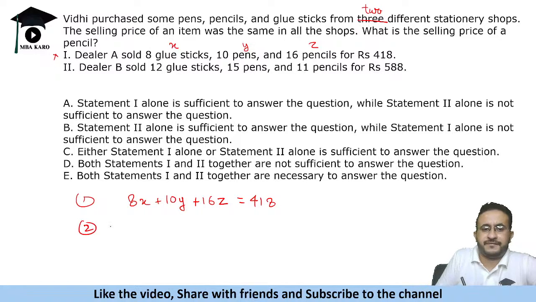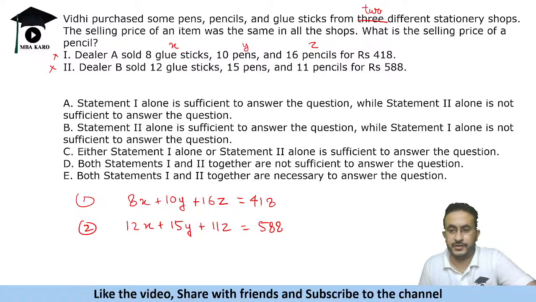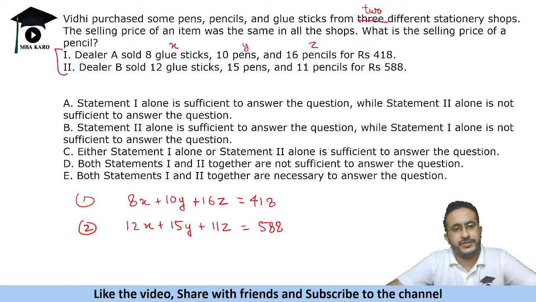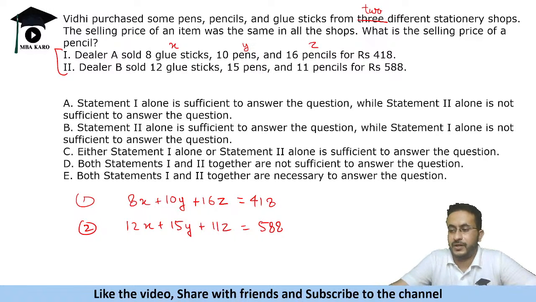From second we get an equation like this: 12x plus 15y plus 11z equals 588. Now x, y, z, we cannot find the value of z using the second statement also. Okay, so what we will do? We shall combine these two statements, isn't it? So if one is not sufficient, two is not sufficient, then we try to combine them. Now, when we combine statements, we have two equations and three variables.